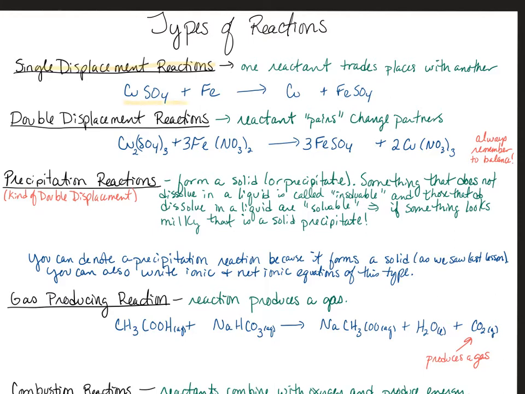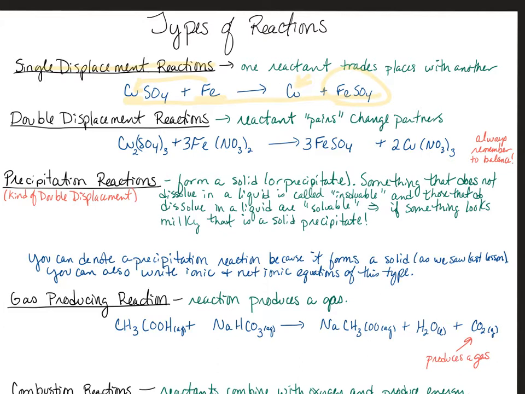And you see in this reaction down here, Fe starts off on its own, and copper is connected to sulfate. So Fe comes in and says, hey, I want your spot, and ends up connecting with the sulfate. And then copper is displaced. So that would be what we call a single displacement reaction.